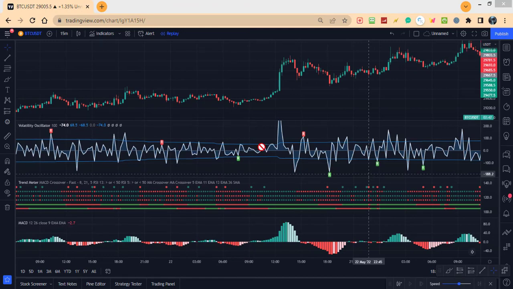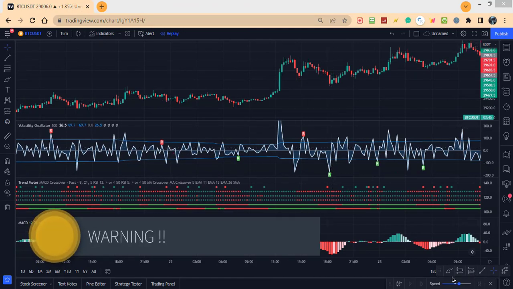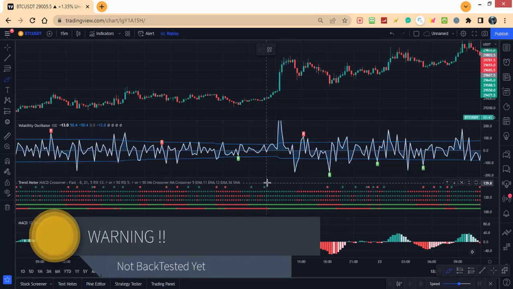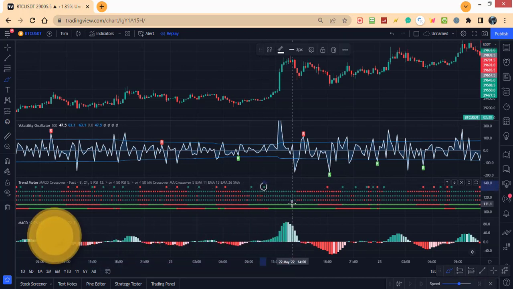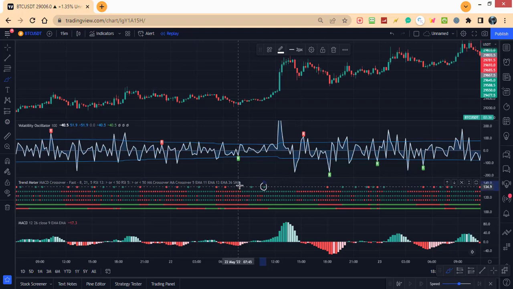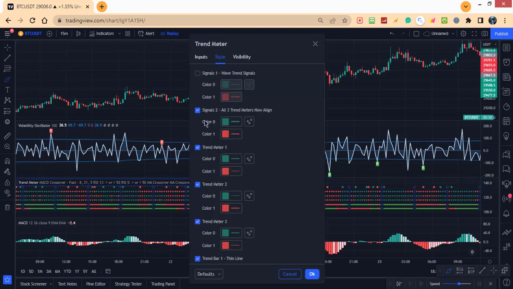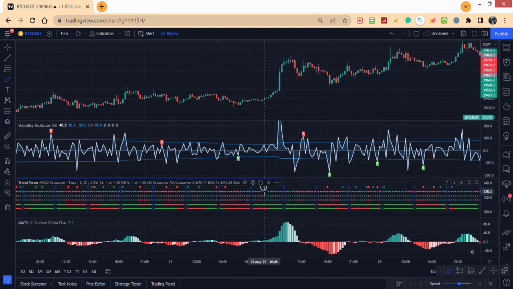Viewers, before I tell you the buy and sell conditions, I want to give a disclaimer that this strategy is not backtested by me yet, so I don't know how accurate it will be. It's only for your information, and whether you want to utilize it or not is up to you. So let's see what our setup is in this strategy.